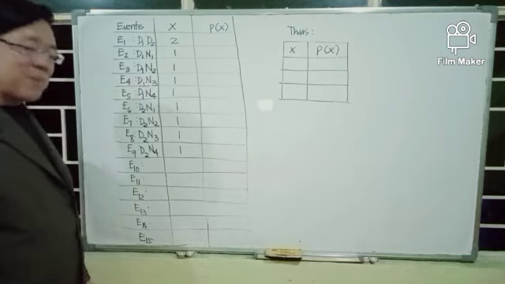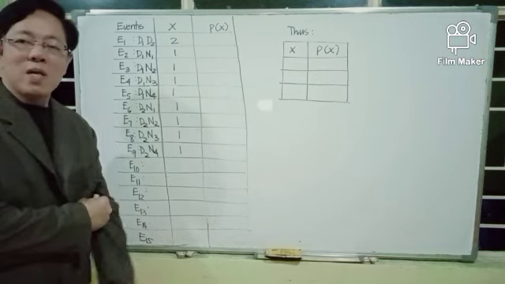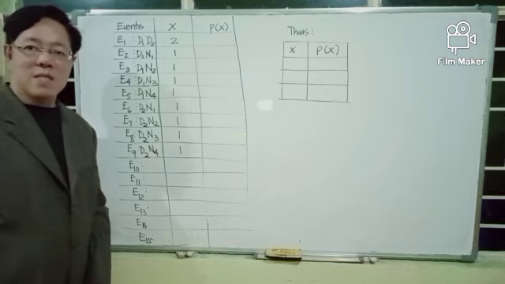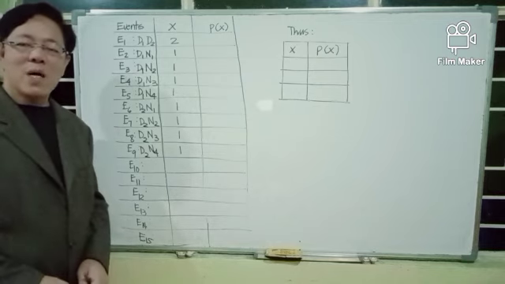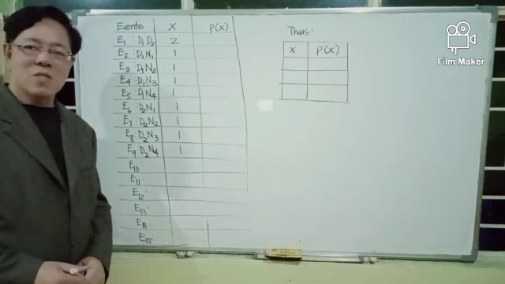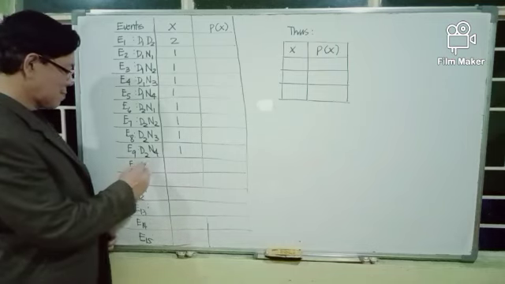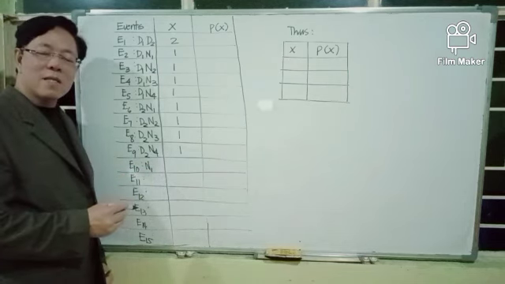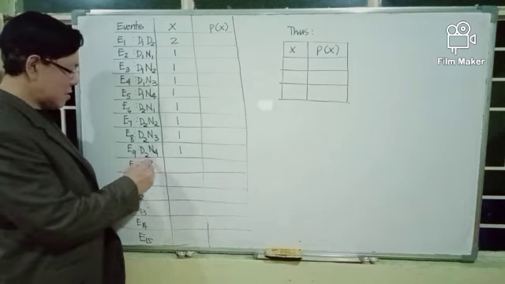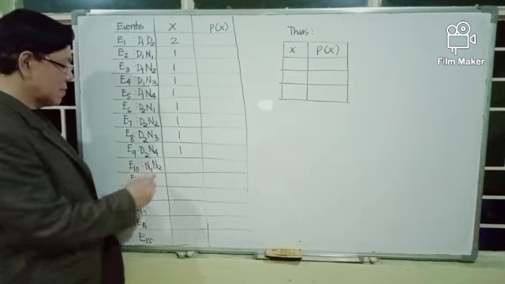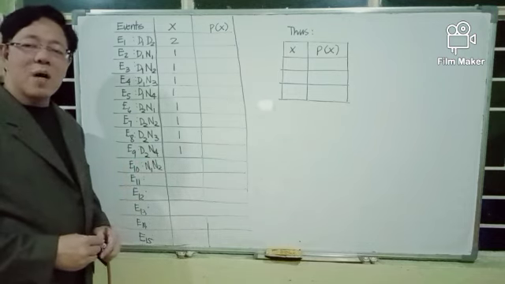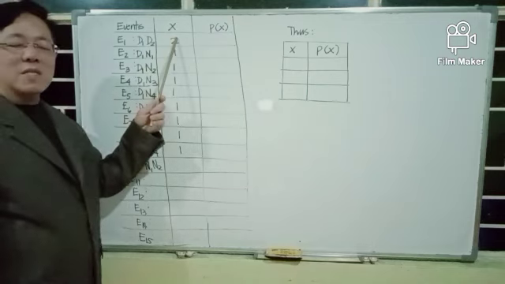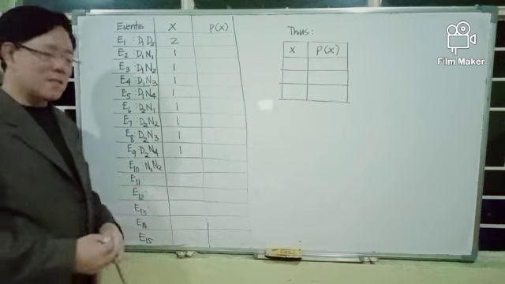So for the remaining events, we select the ways where the customer selected two non-defective items. One possibility is that the customer selected the first non-defective appliance and the second non-defective appliance. For this event, the number of defective appliances is 0, or the value of the discrete random variable x is 0.